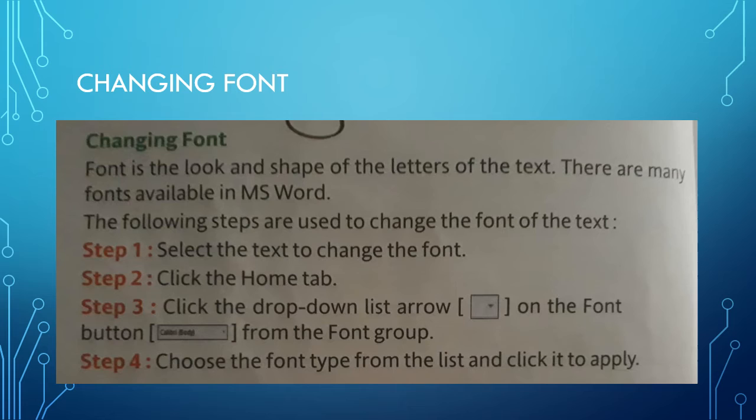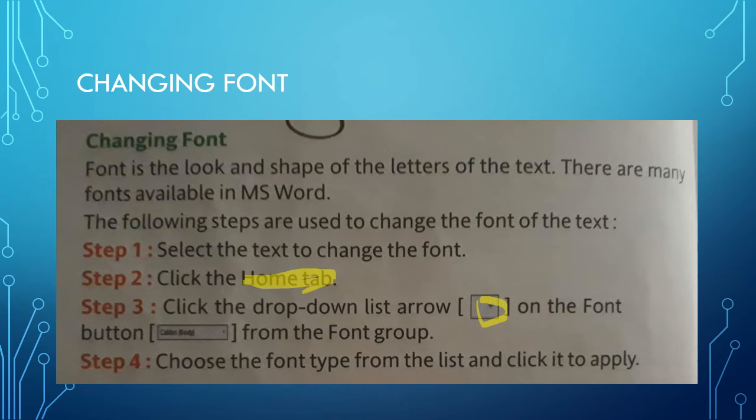First of all, step 1 is select the text you want to change. So you just select the text to change the font, and the second step is again you have to click on the home tab, and after clicking on the home tab, click the drop down list arrow like this. You will find this type of arrow in the home tab.